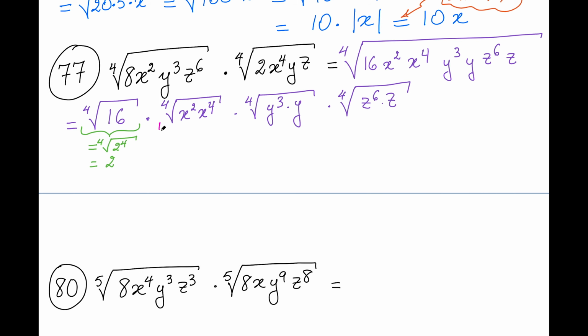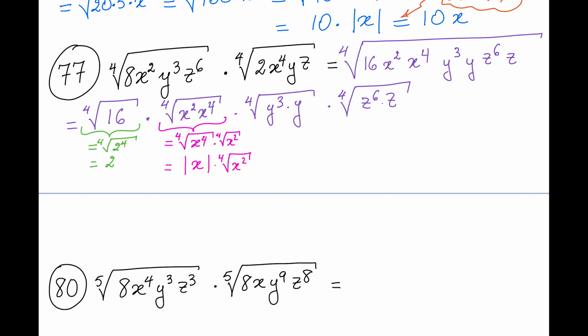Next one. This is the same as the fourth root of x to the power 4 times the fourth root of x squared. This is simplified. The index here is smaller than 4. This is not simplified, and we can simplify it easily. The fourth root of x to the fourth, the nth root of x^n when n is even, is the absolute value of x, and that remains the same because this is simplified.